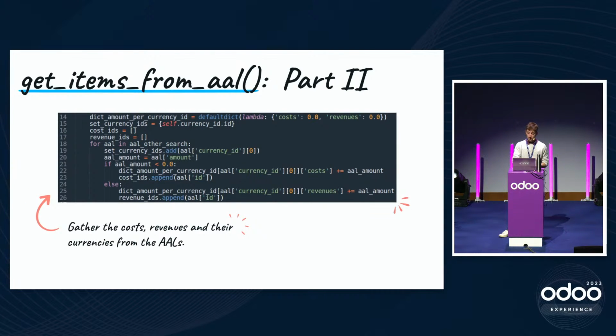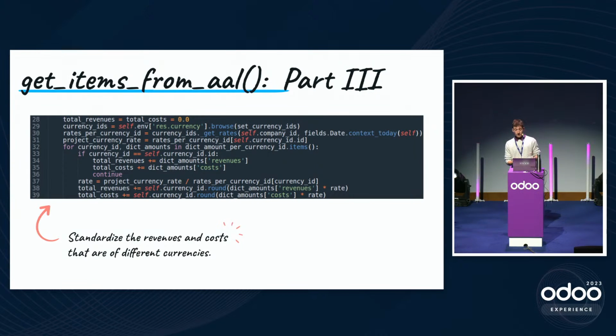But if it did, we can continue gathering all the costs, the revenues, and their currencies from the account analytic lines. In the beginning, we create two dictionaries, one for the amount per currency ID and one for the currencies. Then we create two lists for the cost IDs and the revenue IDs. Then in line 18, we loop over all the account analytic lines, and we populate these dictionaries and lists depending on whether the line concerns a cost or a revenue, and which currency it is.